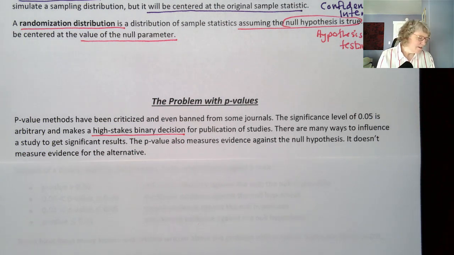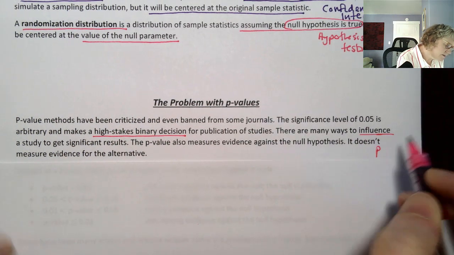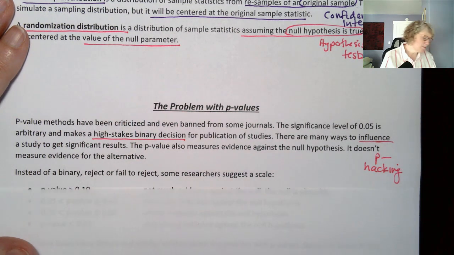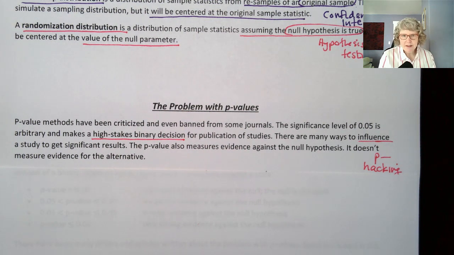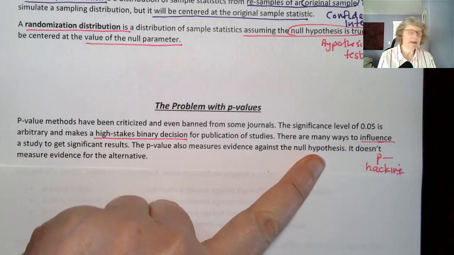Not really. There are also many ways to influence a study or try to get your result under the significance level, and that's called p-hacking. Some people have referred to it that way. Hopefully people wouldn't do that, but it's possible to make a minor tweak and then get under that result. Another concern about it is the p-value measures evidence against the null.